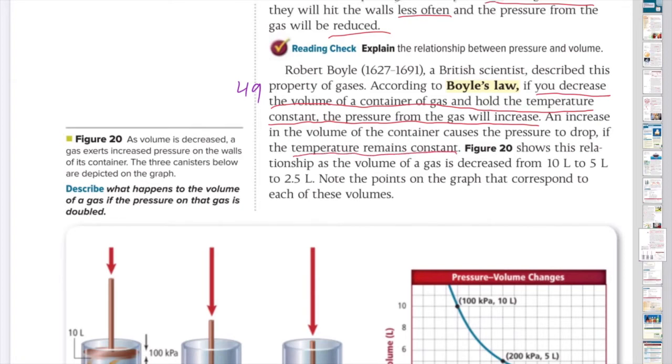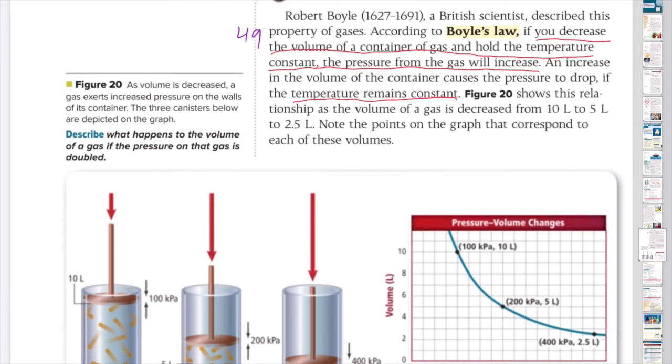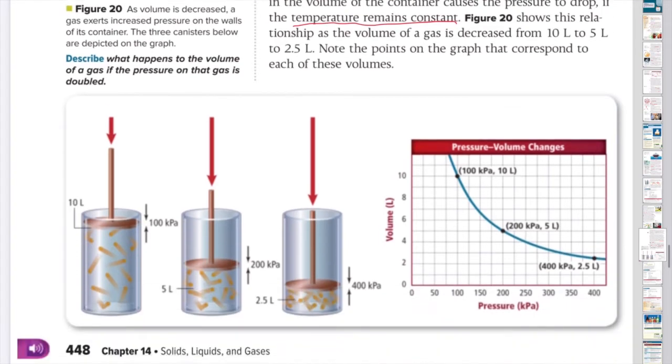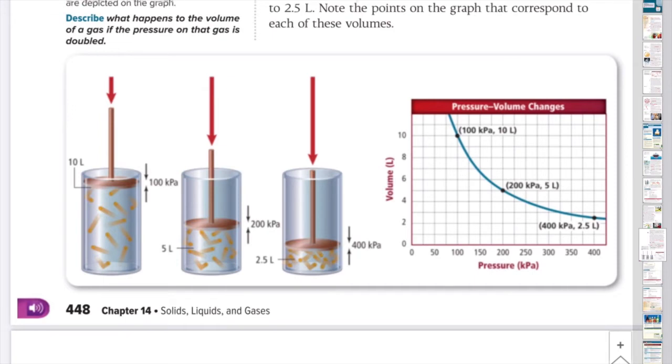So figure 20 shows the relationship as the volume of a gas is decreased from 10 liters to 5 liters to 2.5 liters. Note the points on the graph that correspond to each of these volumes. So if we notice here in the diagram, we have our gas particles inside this container, and we are basically pushing this piston down. As we push this piston down, these gas particles, still moving at the same speed because it's still the same temperature, have to move in smaller and smaller spaces. So the volume decreases, the pressure increases.